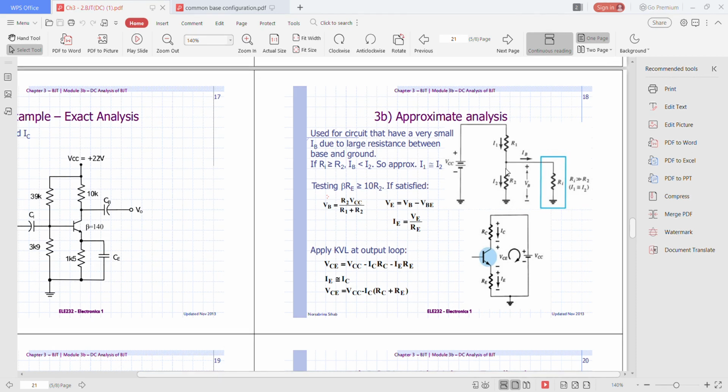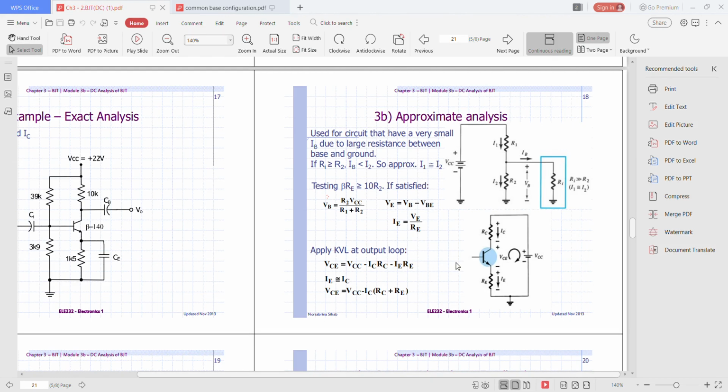So how to get the voltage across R2? By using the voltage divider rule, you will get R2 multiplied by the source, which is VCC, divided by R1 plus R2. So this is actually the voltage divider rule. VE is the voltage that comes from this loop, this loop over here.